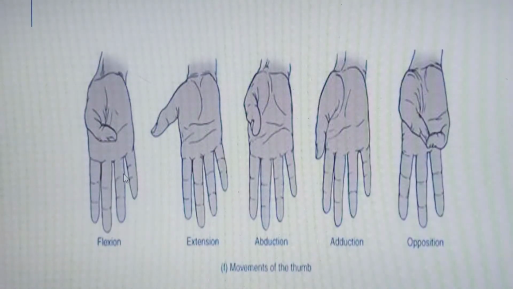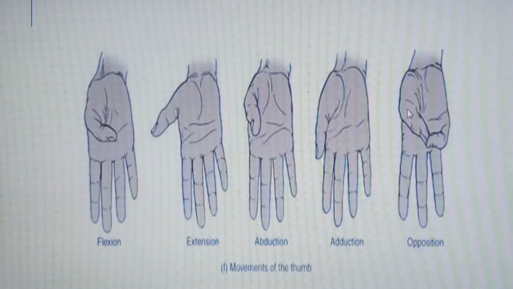Again, if you look at the toes, there is flexion of the toe and flexion of the thumb. You have reduced the angle, but if you extend it, you have increased the angle, extension of the great toe. Then you have abduction, taking it away from the rest of the toes, actually away from toe 3. But if you get it closer, we say adduction.